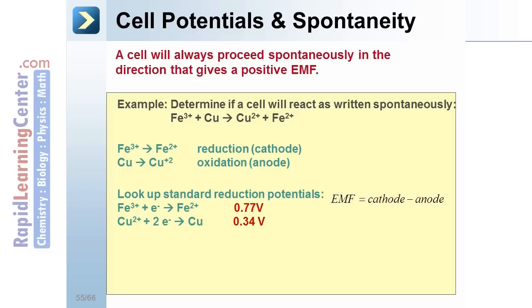EMF is equal to the cathode minus the anode. This means iron minus the copper. 0.77 minus 0.34 volts is equal to 0.43 volts. Because this is a positive EMF, this reaction will proceed spontaneously as it was written.